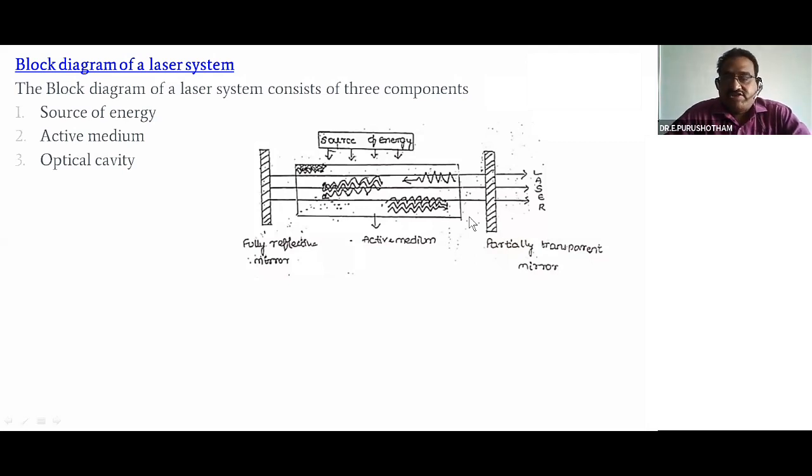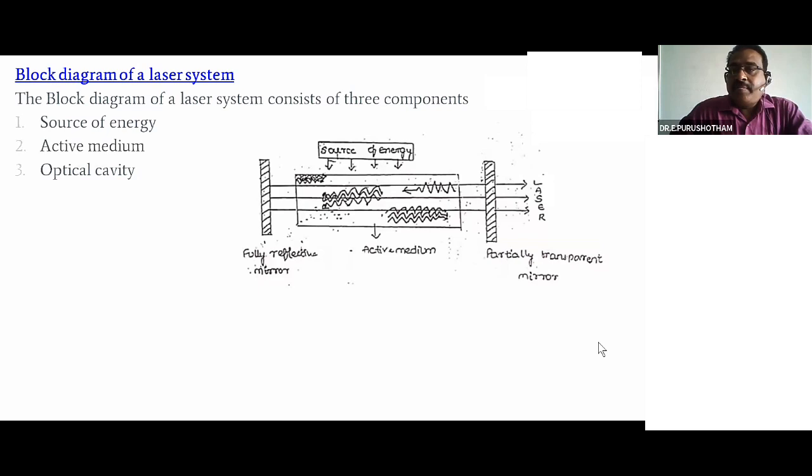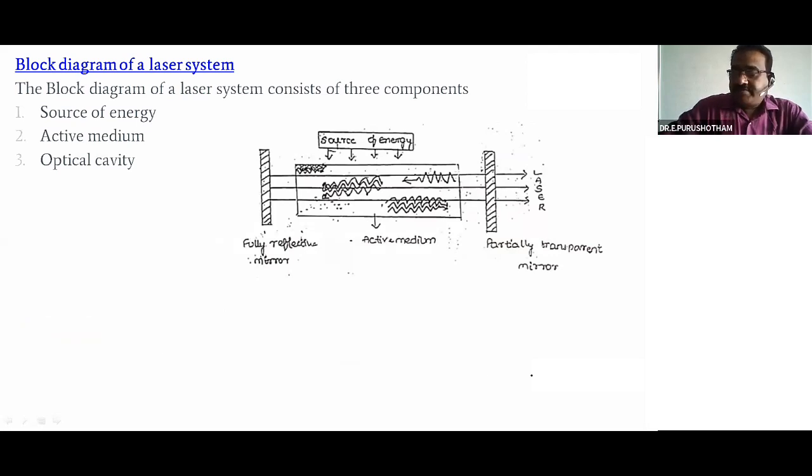So before going to discuss this helium neon laser, the block diagram of laser system. So this is the block diagram of laser system. Any laser system consists of three main components. Number one is source of energy, number two, active medium, number three, optical cavity.